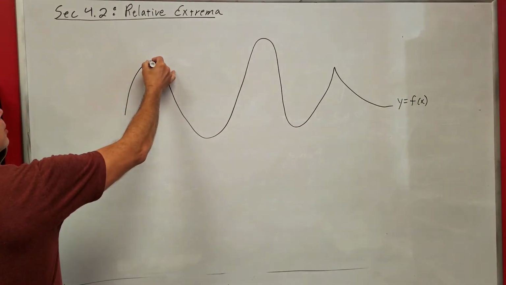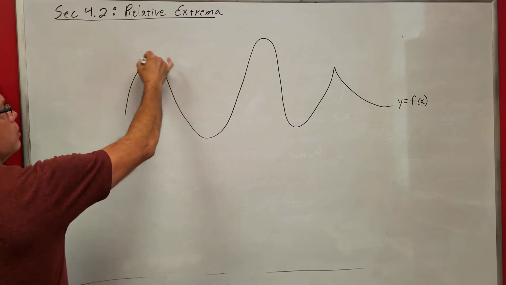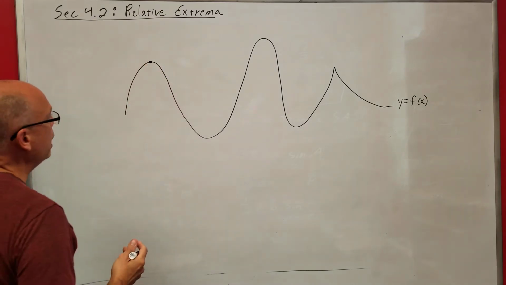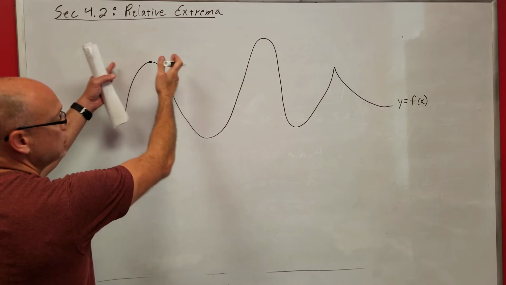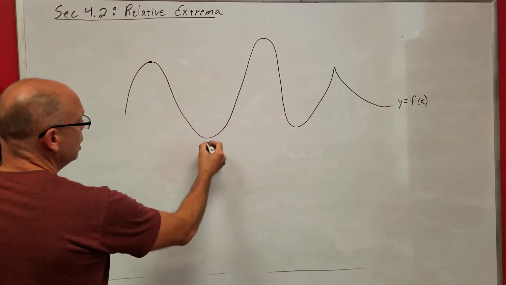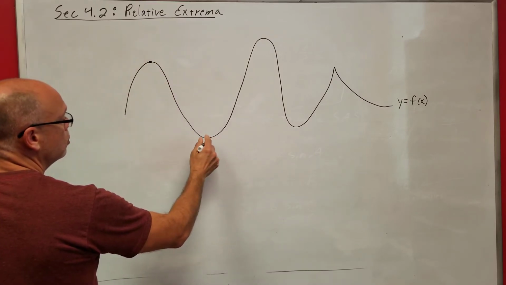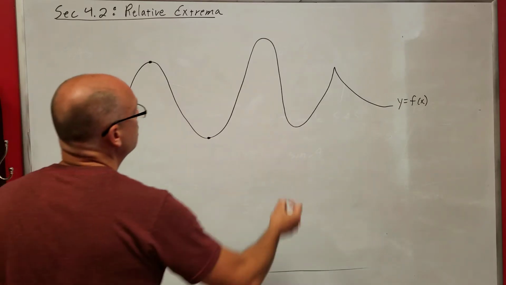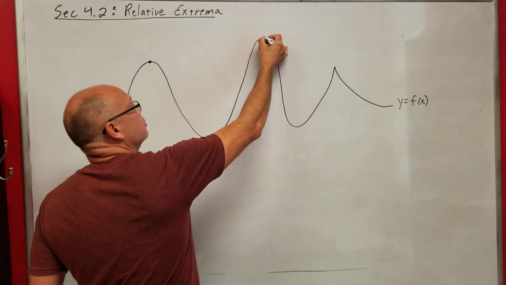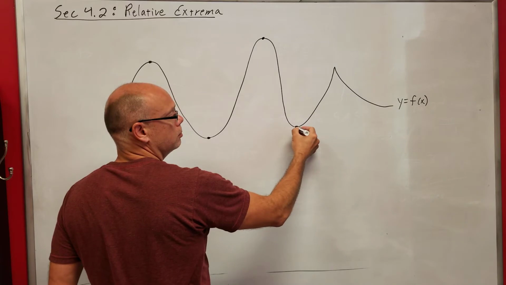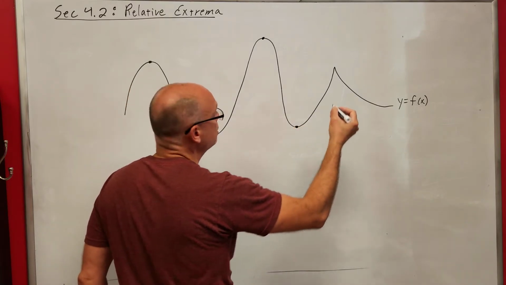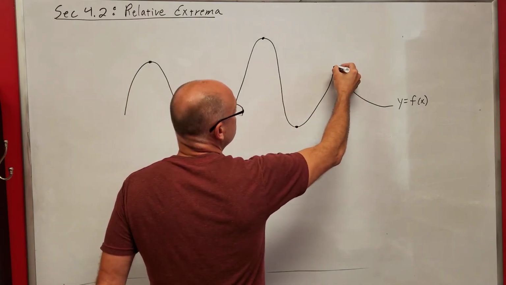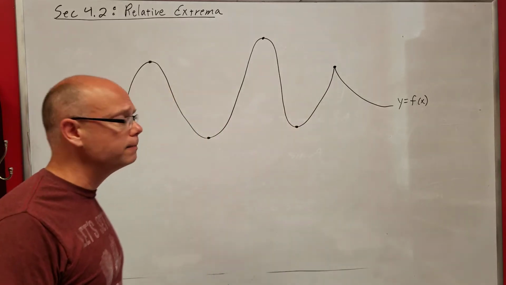All right, right here on the graph, we have a local or relative max. Okay, it's a maximum relative to this area. Right here, we have a relative or a local minimum of this graph. Right here, local max. Right here, local min, or relative max, relative min. And here, a relative max, okay?